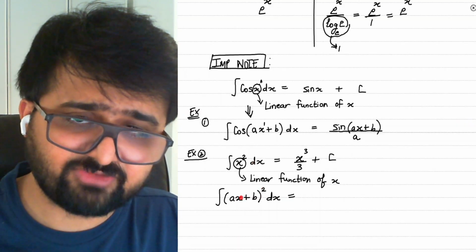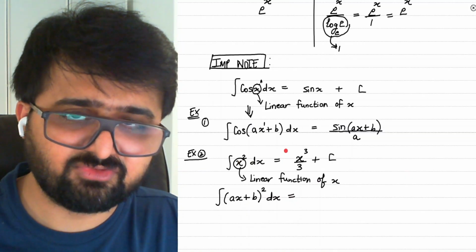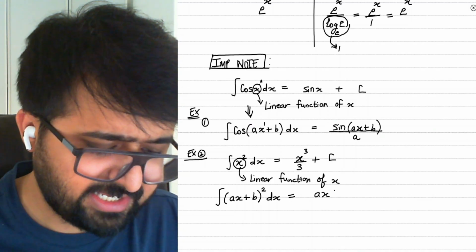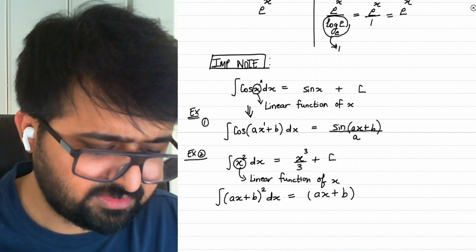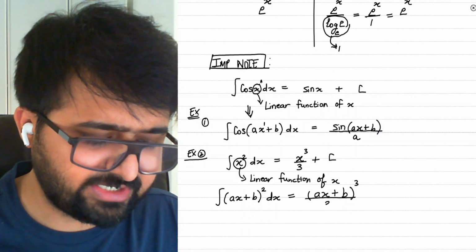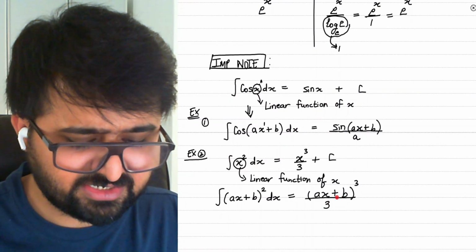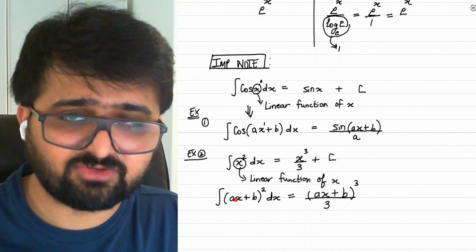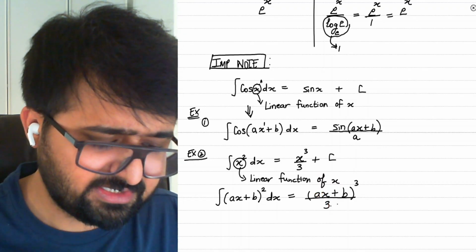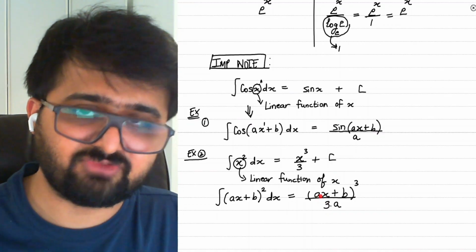Now, if instead of x, it was like this, the logic still applies. Increase the power by 1 and divide by 3, the logic still applies. (ax plus b) to the power 3 divided by 3. Okay, the logic still applies. The only thing is you add that coefficient of x, which is a, in the denominator. So basically you divide by that coefficient of x.